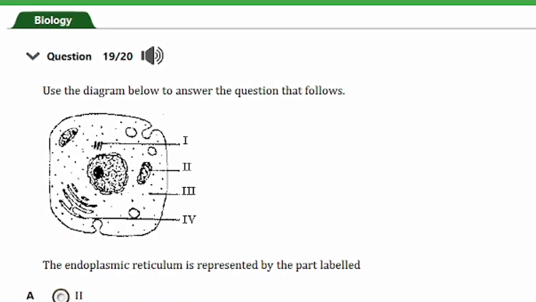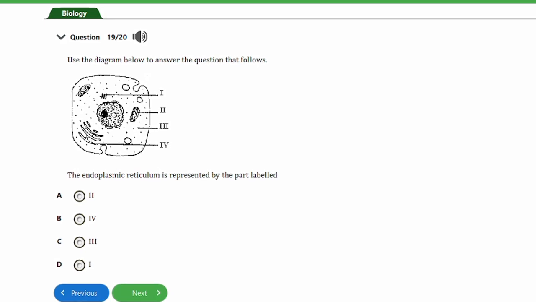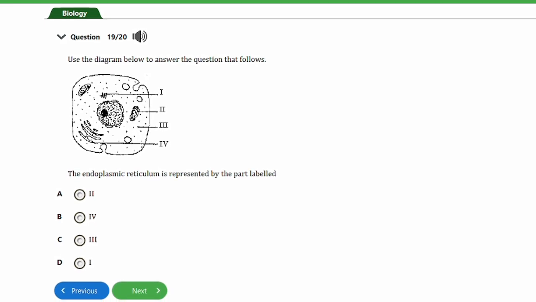So let's consider the next question, question number 19. Here it's with the diagram, and the question says, endoplasmic reticulum is represented by the part labeled A. II, B. IV, C. III, D. I. So guys, the correct answer to this question is option B, and that's the IV. The part labeled IV is the endoplasmic reticulum.